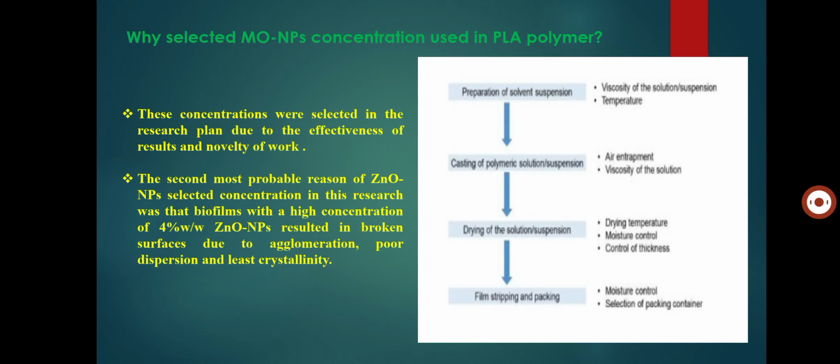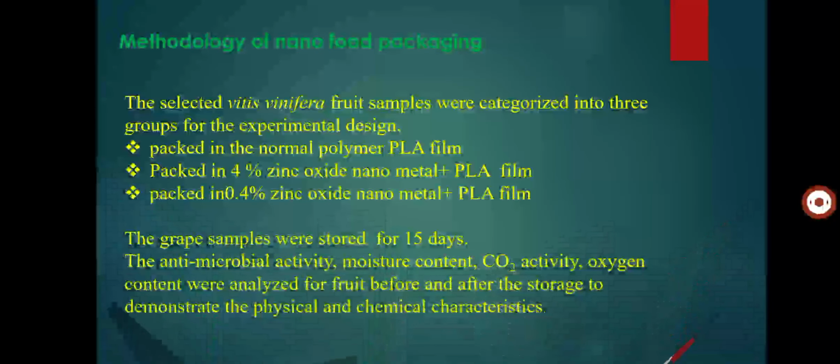Why were these metal oxide concentrations used in the PLA? Because these concentrations were selected in the research due to the effectiveness of the results and the novelty of the work. Second, the most probable reason for the selected zinc oxide nanoparticle concentration in this work is that a biofilm with a high concentration results in a broken surface due to agglomeration, poor dispersion, and the least crystallinity.